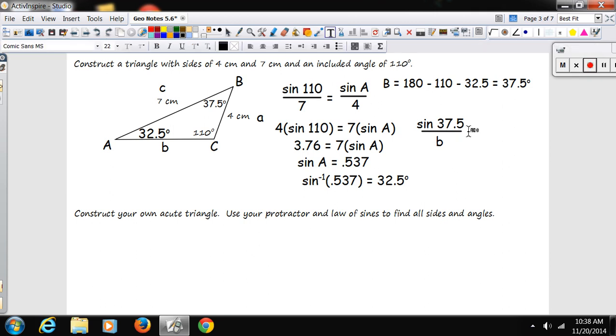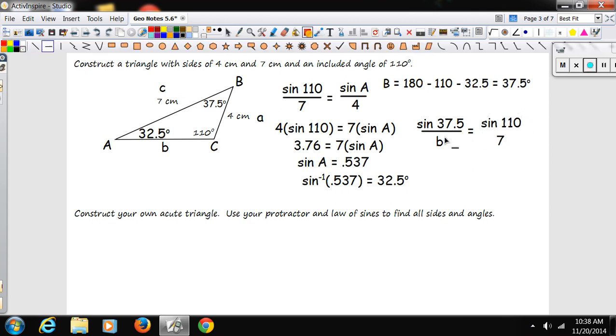Which one can we use? We could use C, or we could also use A, but C is better because those were the two given ones. So let's go ahead and use C. So sine of 110 over 7. Okay, so there's my new proportion.